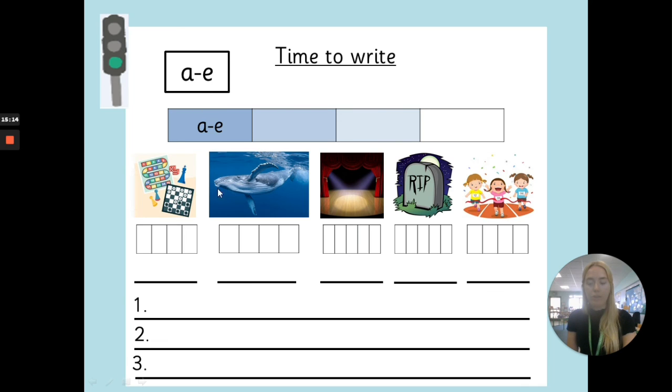And we've got our visual stimuli, we've got our phoneme frames to help them, so the children write each of the words, so game, whale, stage, grave, race, in the phoneme frame, and then they're expected to write it without the phoneme frame to consolidate that on these lines. And then they've got 1, 2, 3 lines to write a sentence of their own using these words that they've learnt. So they would have a little bit of time to do that writing mat.